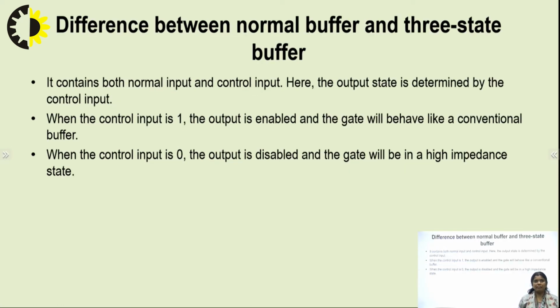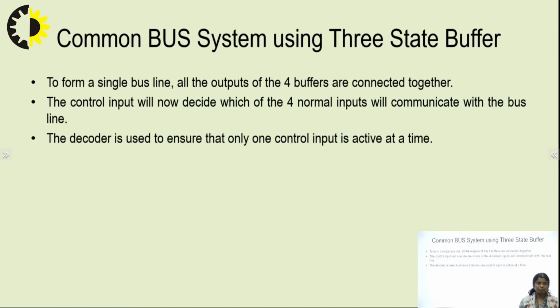These are the differences between the normal buffer, or the conventional buffer, and the tri-state buffer. The normal buffer has 2 states, logical 1 and logical 0, and the 3-state buffer has logical 1, logical 0 and high impedance. High impedance is useful so that the complete circuit has no extra loads.